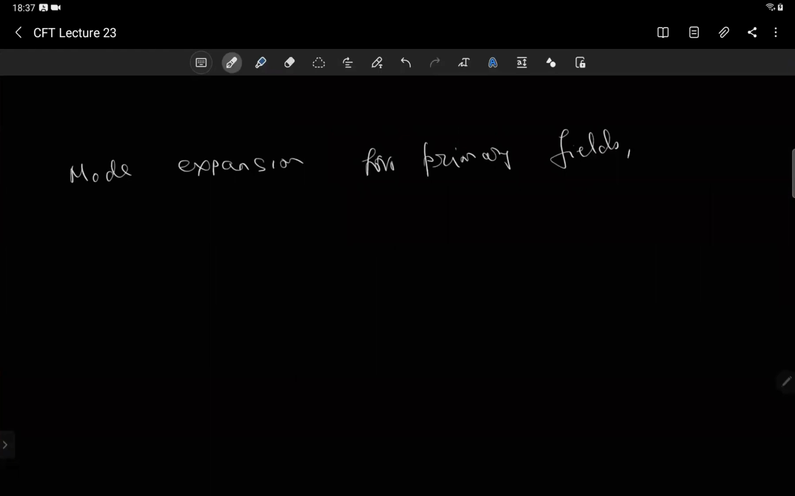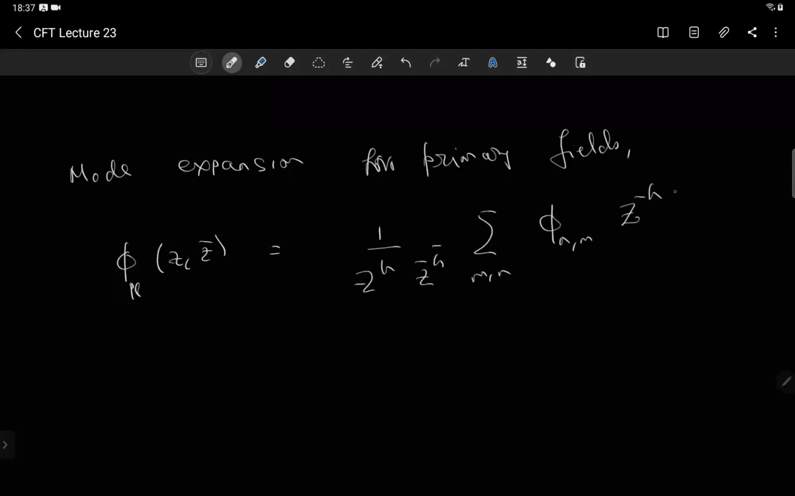So for mode expansion of the primary fields, this also we did last time, so I'm not going to repeat the derivation. But what we saw is that we have a 1 by z to the h, z bar to the h bar, sum over m comma n, phi n m, z to the power minus n, z bar to the power minus m. So this is how, and n and m belong to integers. So this is the mode expansion we got, and we got this by doing the mode expansion on the cylinder and then doing the conformal transformation to the plane.